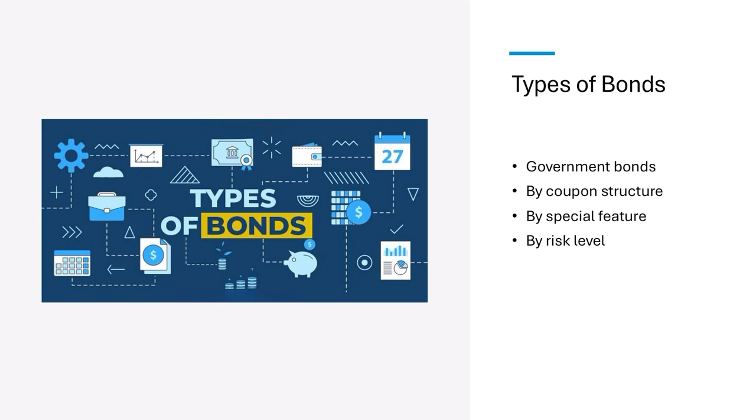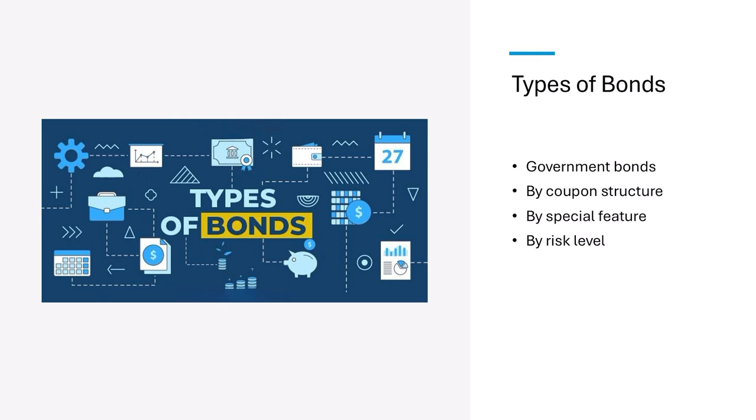And there's the coupon structure. Fixed rate bonds pay a fixed coupon until maturity, while floating rate notes have coupons linked to benchmarks such as LIBOR or SOFR. Zero coupon bonds pay no coupons, are sold at a discount, and redeemed at par. Step up bonds have increasing coupons, and convertible bonds can be converted into company stock.